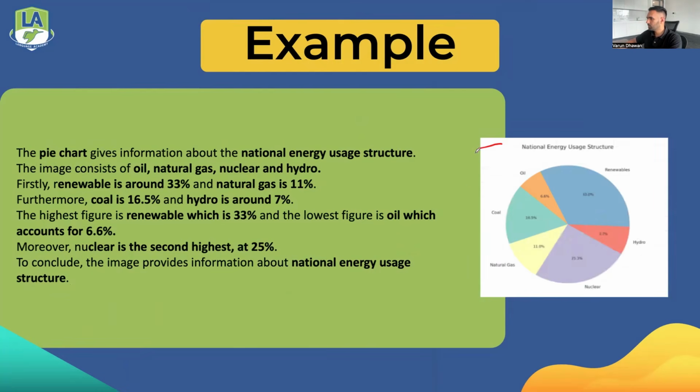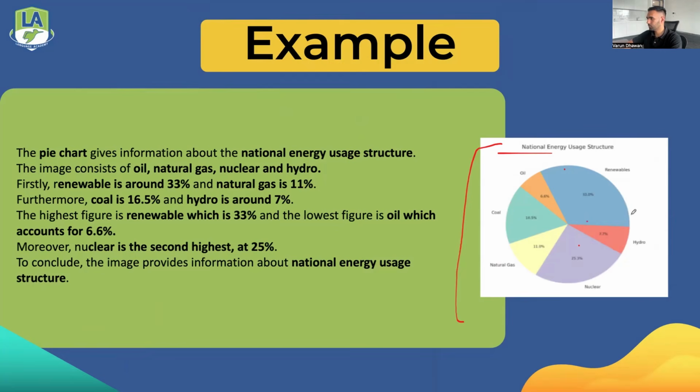Now let's say you have been given this image, easy and calm. Introduction, explain what is there in the image, explain one element, second element, third element, maximum, minimum, and move on. The pie chart, or you can simply say the image. The pie chart gives information about national energy usage structure. There are different elements which include renewable, hydro, and nuclear. Renewable energy is around 33%, whereas hydro is 7%. Moreover, nuclear is 25% and natural gas is 11%. Coal is 16% and oil is 6%. The highest one is renewable, whereas the lowest one is oil. Overall, the image is about national energy usage structure.